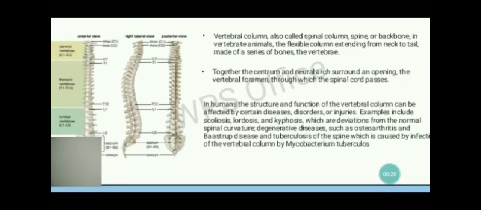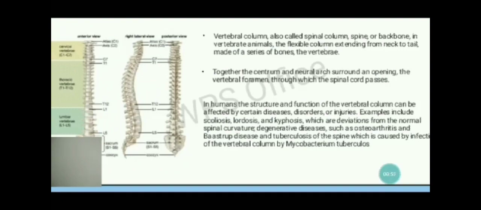So together, the centrum and the neural arch surround an opening, the vertebral foramen, through which the spinal cord passes. The vertebral column provides attachments to muscles, supports the trunk, protects the spinal cord and nerve roots, and serves as the site for hemopoiesis.